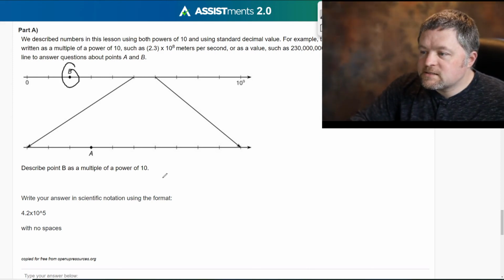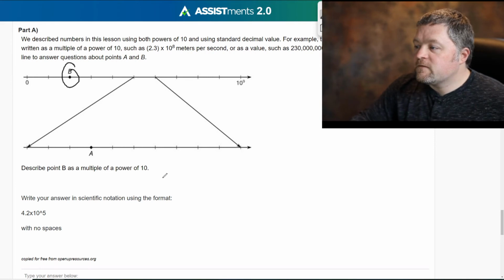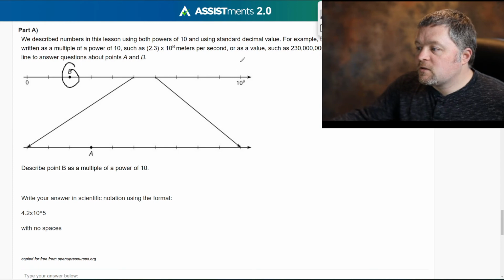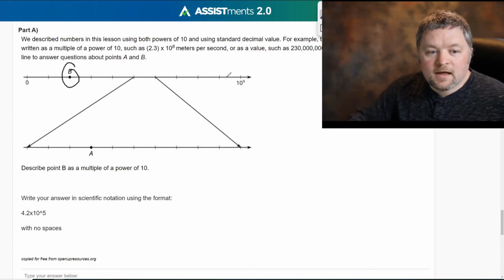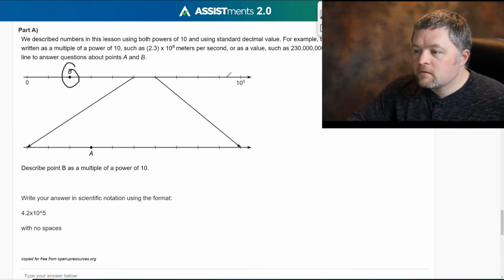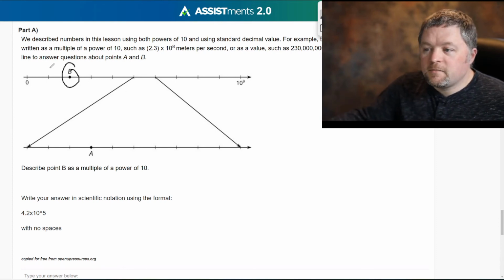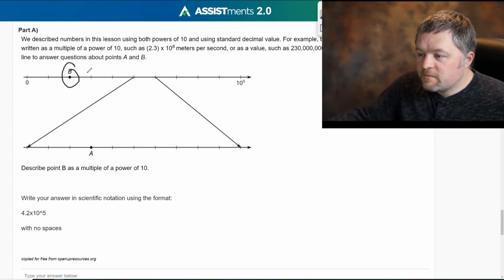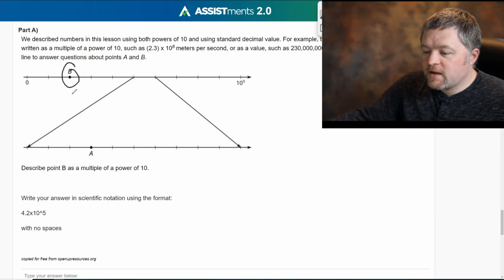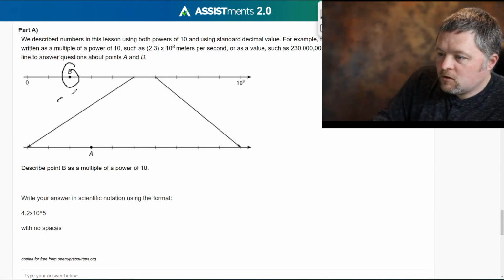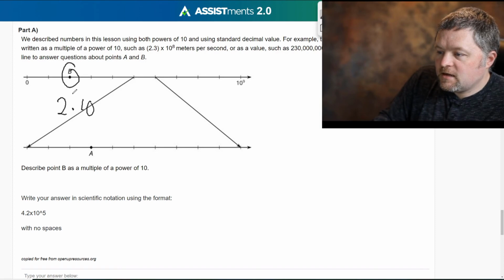Point B is here. If this is a number line which goes to 10 to the power of 9, that means 1 times 10 to the power of 8, 2 times 10 to the power of 8, 3 times 10 to the power of 8, 4 times 10 to the power of 8. So this is 2 times 10 to the power of 8.